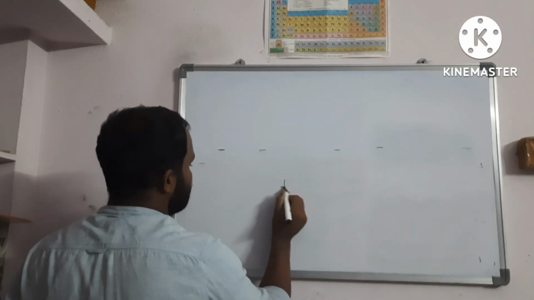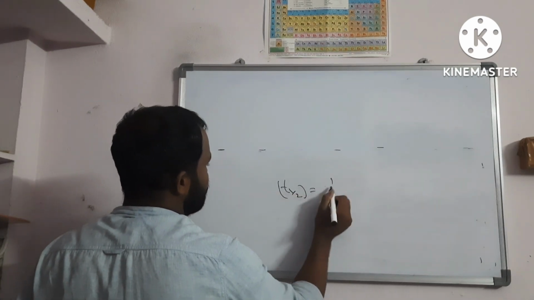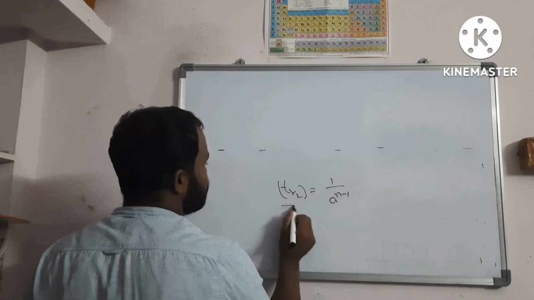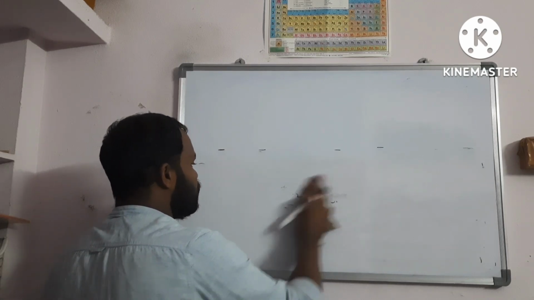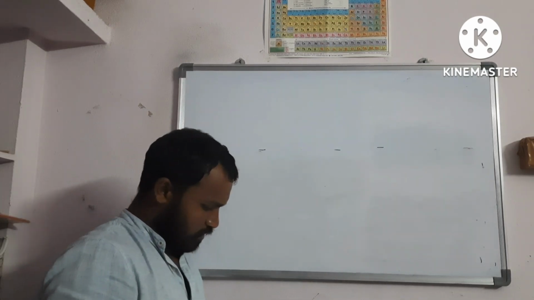You know that T half is equal to what? 1 by A to the power of n minus 1, initial concentration. Half-life is inversely proportional to the initial concentration.